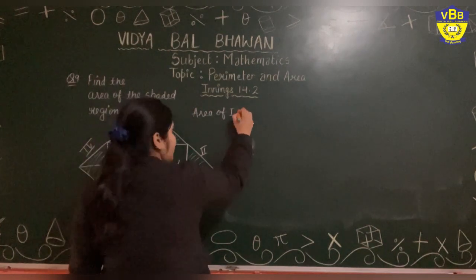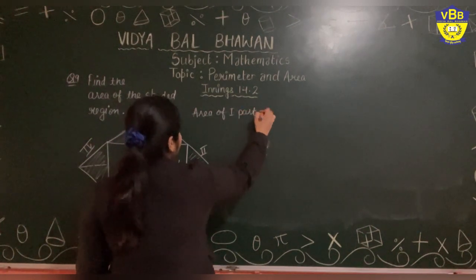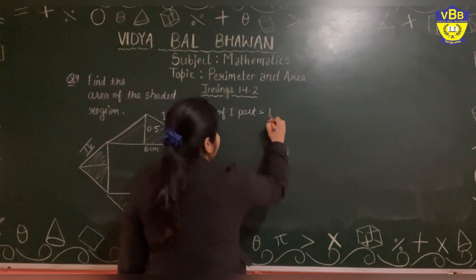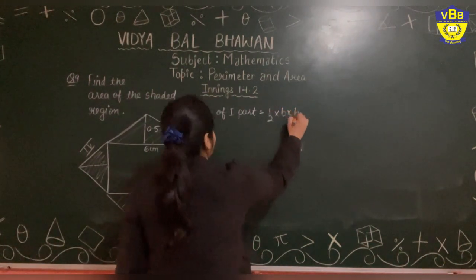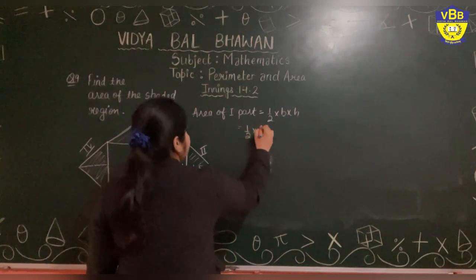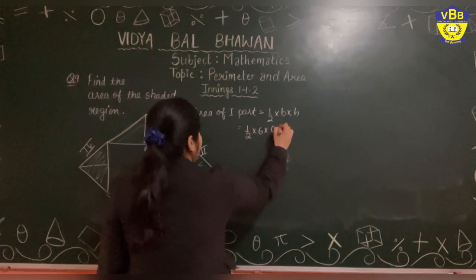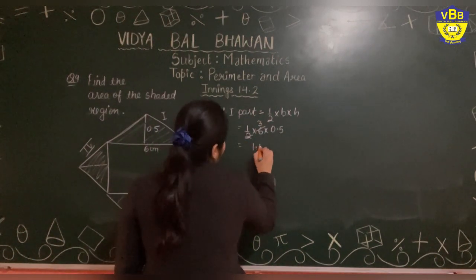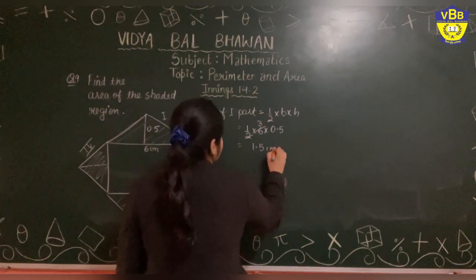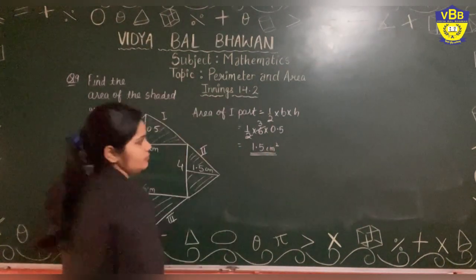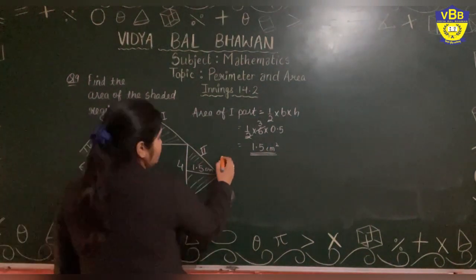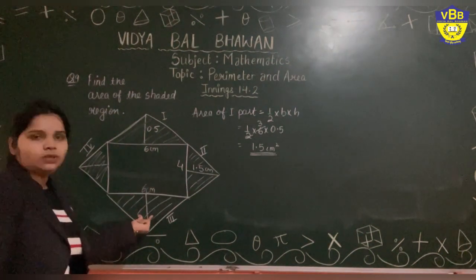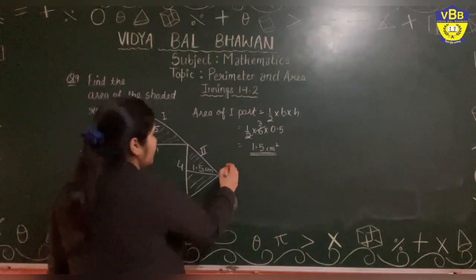So area of first triangle. Area of first part, I can say. First part area, base is 6, height is 0.5. Half into base into height. That means half into base 6, height 0.5. Just solve then, it is 1.5 centimeter square. This area of first is 1.5 centimeter square. That will also be equal to the area of third part.